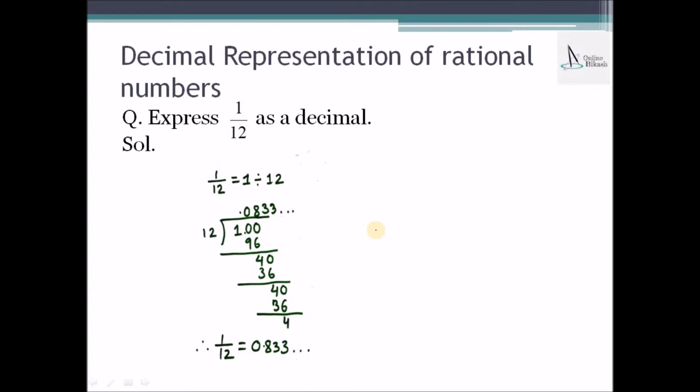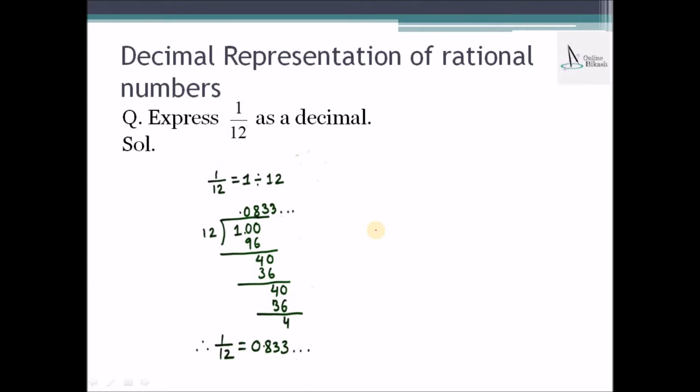Okay, so first I put the point. Because of that point, I will put a 0 after 1. So now 1 has changed to 10. Till here you understand? Because of that point, I put a 0. So 1 has changed to 10. Okay, but you see, still 10 is smaller than 12.